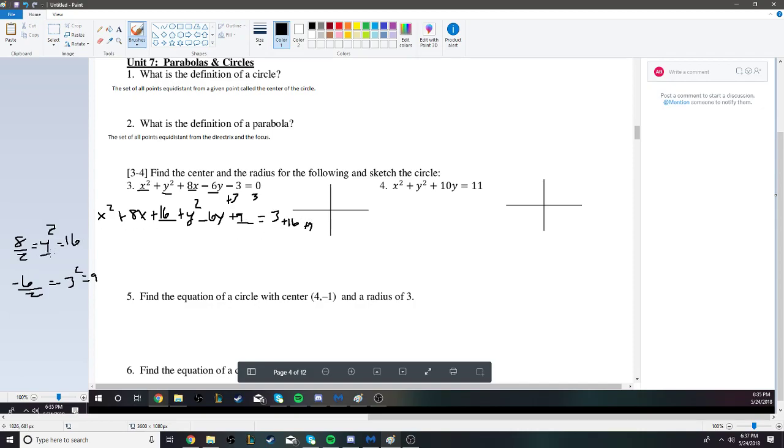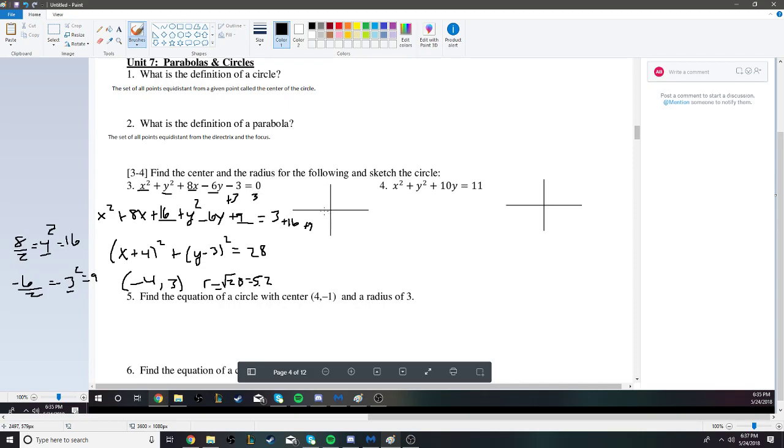So when we cut that in half, those numbers are what's going to be in our condensed form, x plus 4 squared. And then this is going to condense into y minus 3 squared. And then 3 plus 16 plus 9 is equal to 28. So our center is at negative 4, 3. And then our radius is the square root of 28, which comes out to about 5.2.